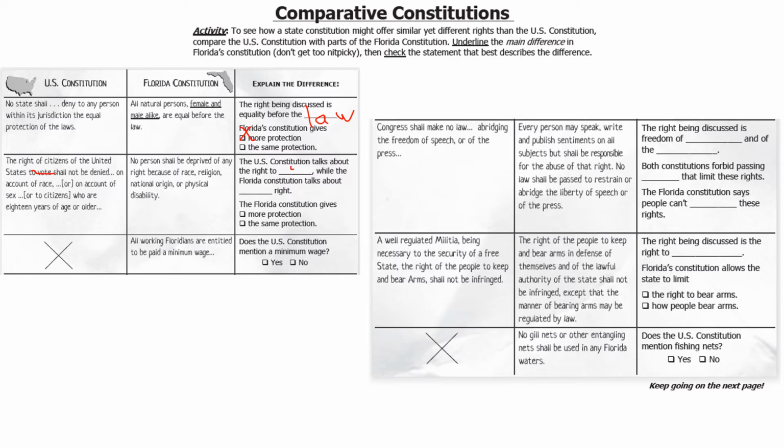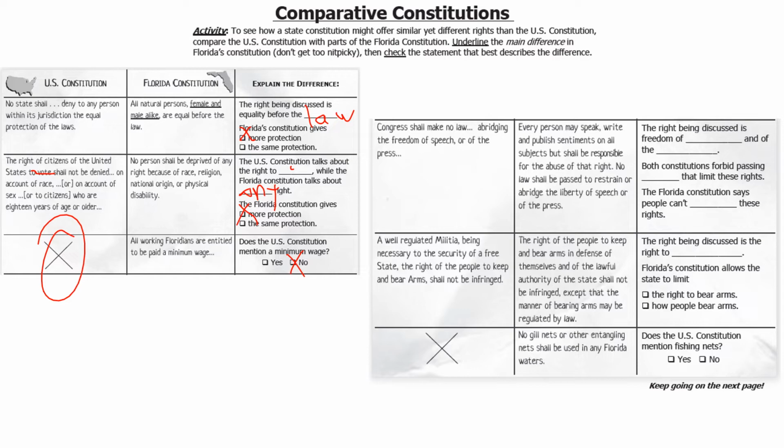The second answer, the Florida Constitution talks about blank right. Well, it'd be any right, not just voting rights. So that, again, would guarantee more protection, not the same protection. We see a blank for the United States Constitution, which means it's not addressed. All working Floridians are entitled to be paid a minimum wage. Does the United States mention a minimum wage? Well, I think that's pretty obvious. If there's a big X right here, that's going to be no.